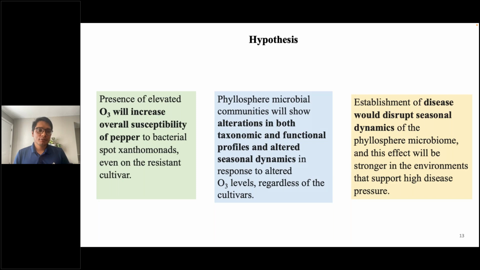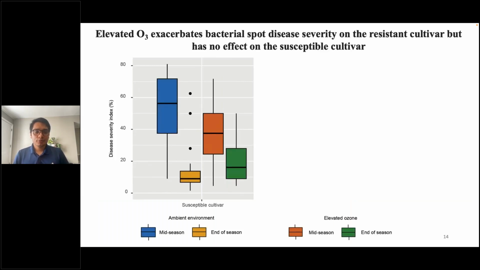So in order to test our first hypothesis, that the presence of elevated ozone will increase the overall susceptibility, we measured the disease severity index both during the mid-season and end of season. If we look here at the disease severity index, we saw higher disease severity in the susceptible cultivars as compared to the resistant, which was expected. But if we compare the disease severity between the chambers with the ambient environment and the elevated ozone, we didn't see a significant difference in the susceptible cultivar, either in the mid-season or in the end season.